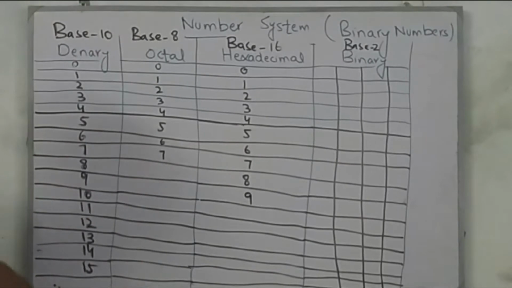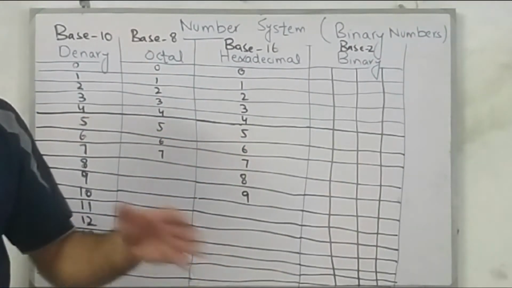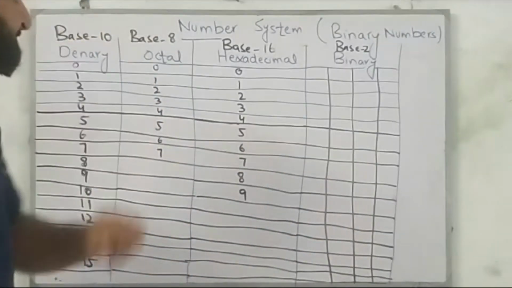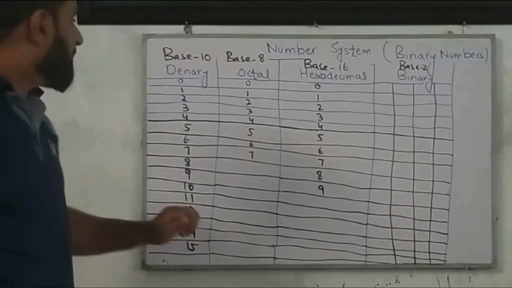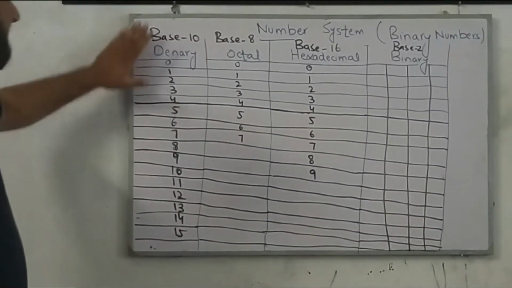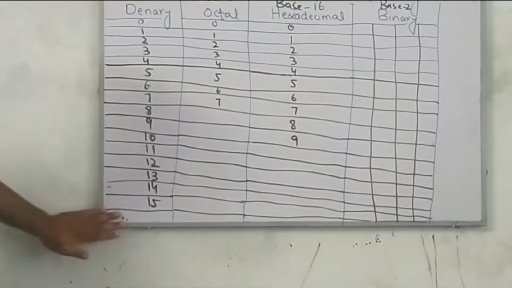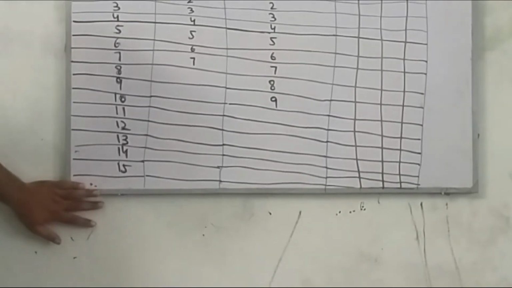Okay, what is a number system? A number system is a technique to represent and work with numbers. It's very easy. Let's make a start. This is called the base 10 number system, Denary. All the natural numbers 0 till 15 are called Denary numbers, decimal numbers.